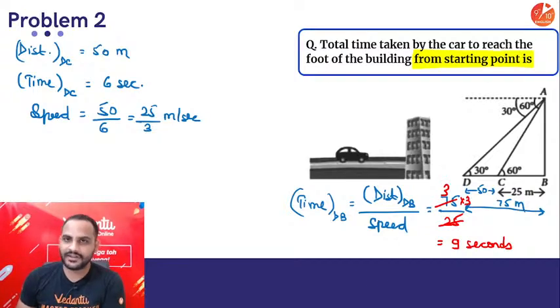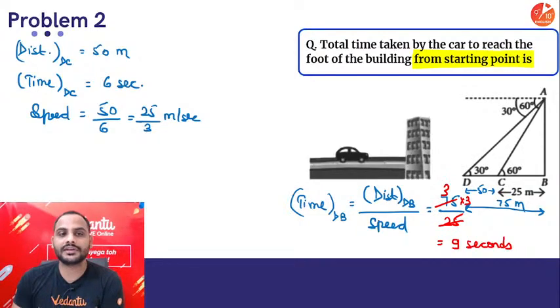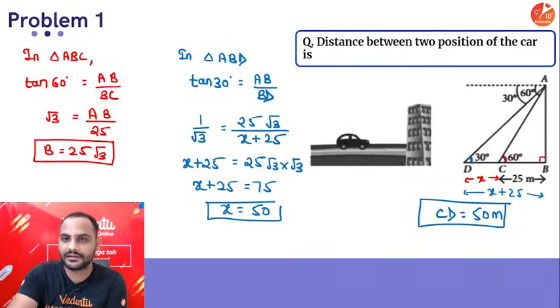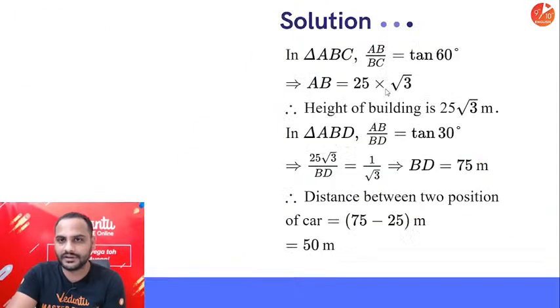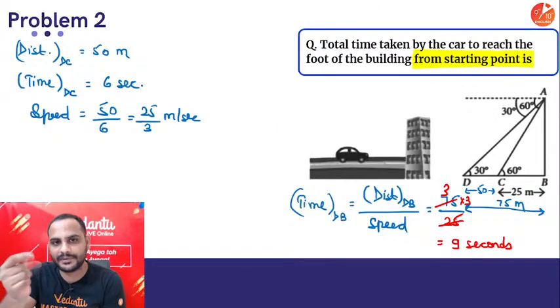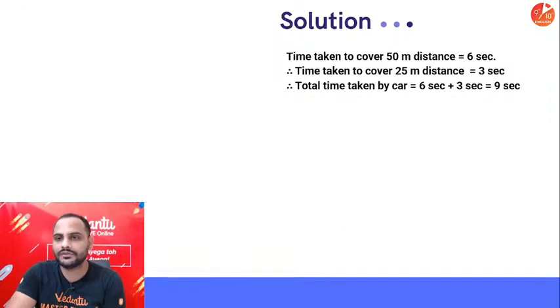Right? Easy. So look, uniform speed it is. We know that D to C distance is 50. Previous question we have got it. And time taken to reach from D to C is 6 seconds, given in the starting here, which is approaching the foot of the building with a uniform speed. 6 seconds later, angle of depression is 60 degrees. So we know the time, we know the distance, speed will be 25 by 3 meter per second. And now D to B, we need to see how much time it will take. So D to B distance is 75 divided by speed to get the time. So total time will be 9 seconds.